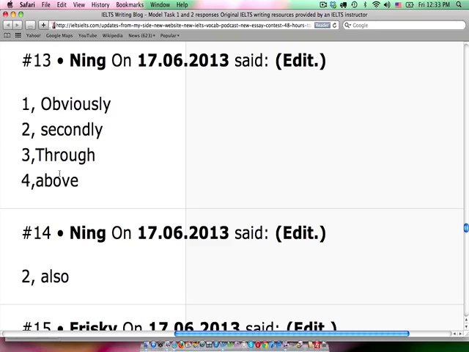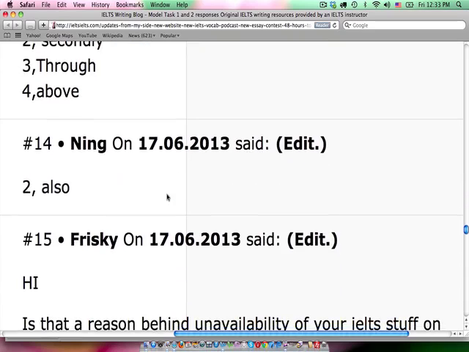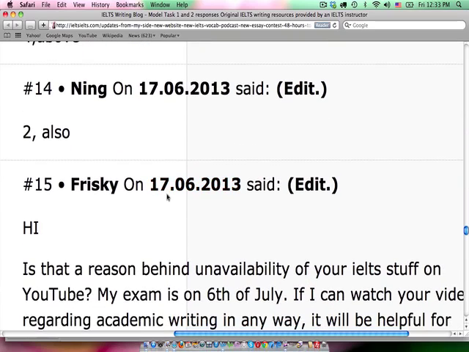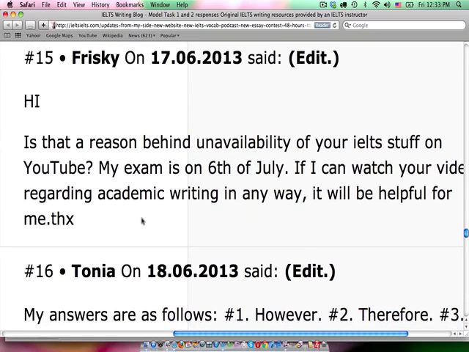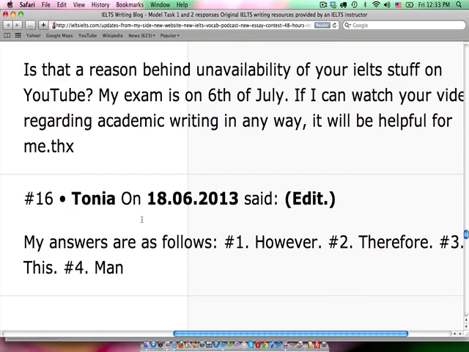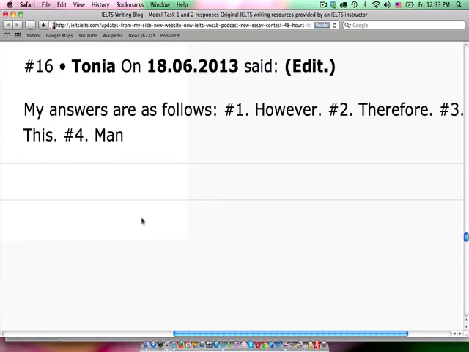Number 4, "above." The positive nature of above. I know what you're trying to do here. You probably meant "the above," like the space above, and that would work. So the positive nature of the above makes it clear that living with an animal. Okay, Ning, that would work if you were to have "the above" in there. Thanks for that suggestion. Ning had "also," I think we talked about that word before. Okay, and Frisky is something that's unrelated. I'll get back to you later, Frisky.